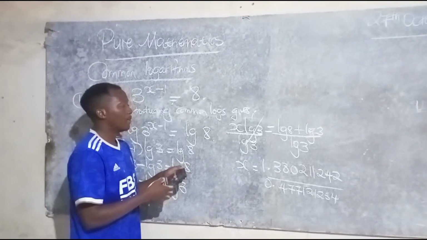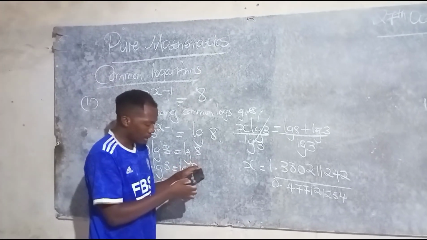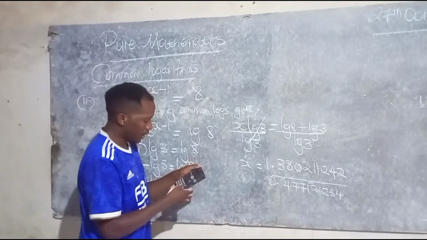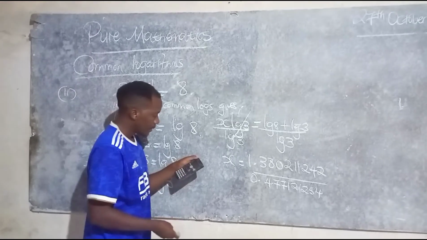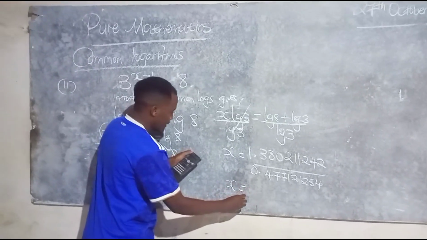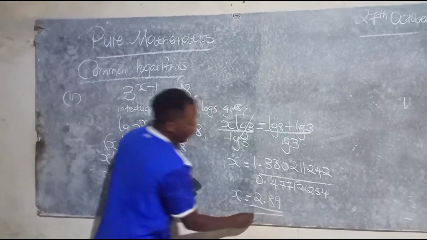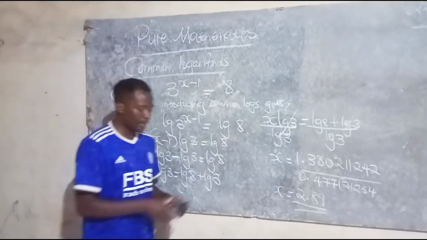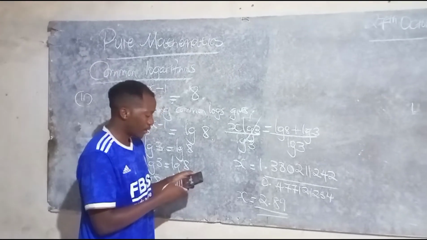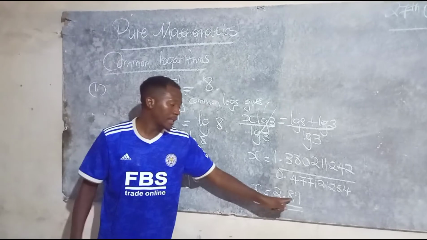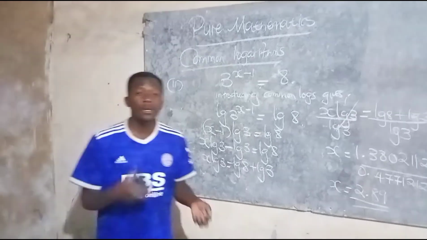I've only written those values for confirmation. Log 8 plus log 3, then divided by log 3. So the answer is given, that is 2.89. So this is the correct answer. And that's how we should be able to ensure that we are able to get the final answer. So 2.89 is the correct answer, and that's how we're supposed to evaluate such kind of logs.